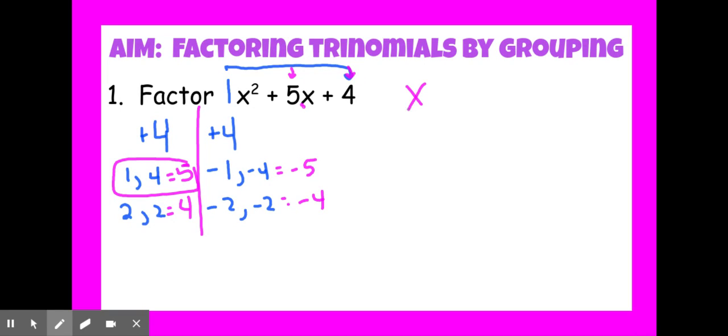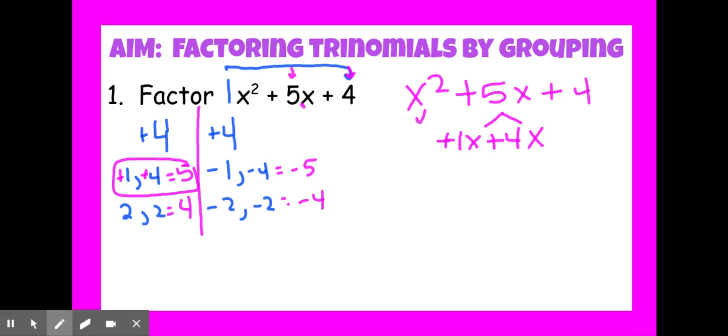All right, so I'm just going to rewrite it so it looks neater and we could group it better. Once you've figured out your two numbers, you're going to break up your 5x into 1x and 4x, and they're both positive, so we need to keep our plus signs. Bring down your x squared, bring down your 4, and it's a positive 4, so you have to bring it down. Your next step will be to group it.